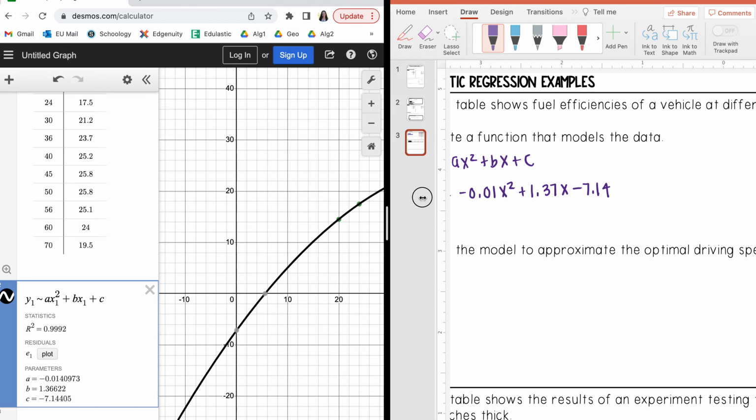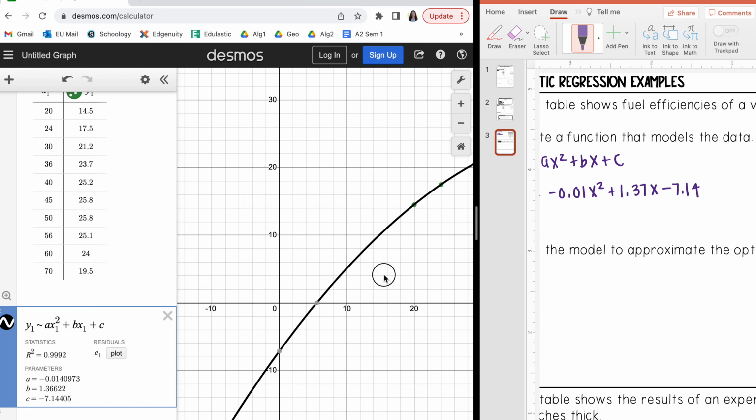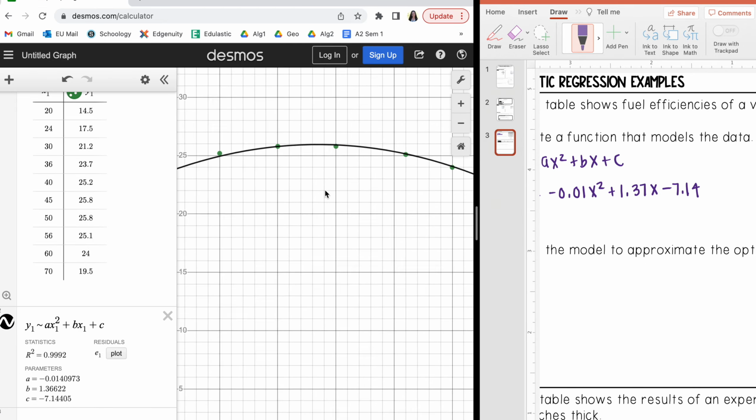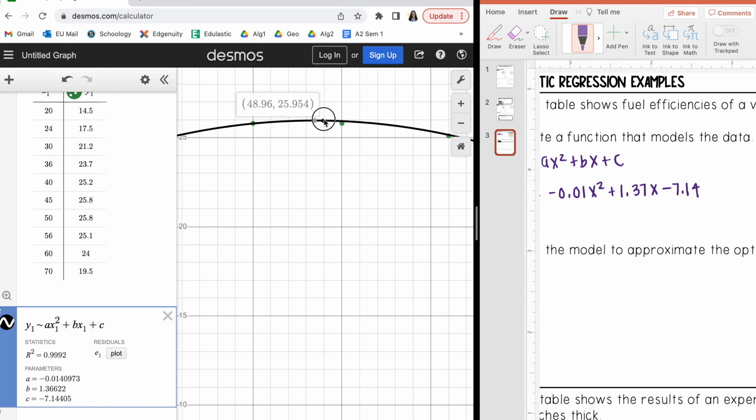So going back to my graph, I'm really looking to see what my vertex is. What's the highest point? And I see my highest point is somewhere around here. Let's say it's right there. And so I see that my highest is 25.9 miles per gallon, and my speed at that point is going to be about 49 miles per hour.